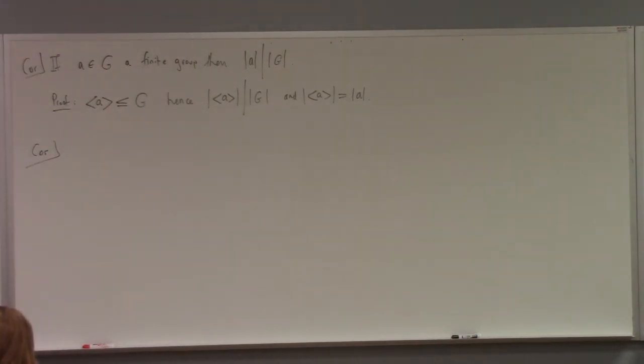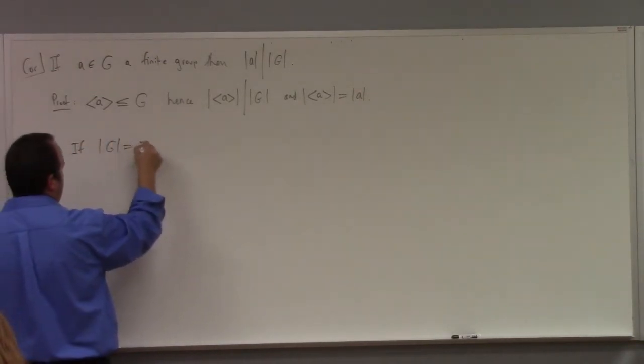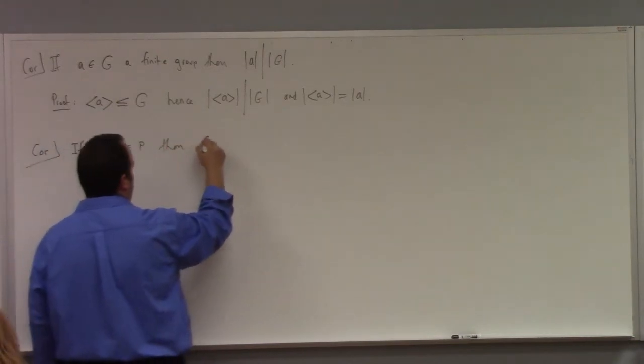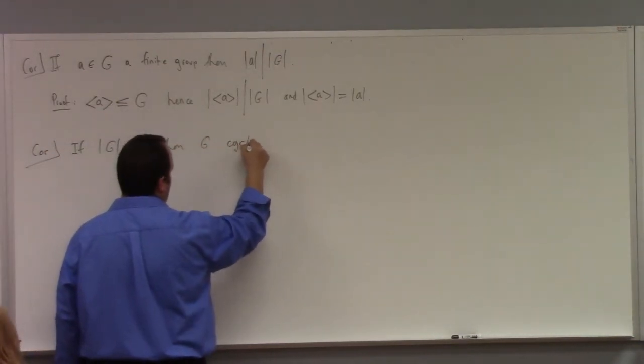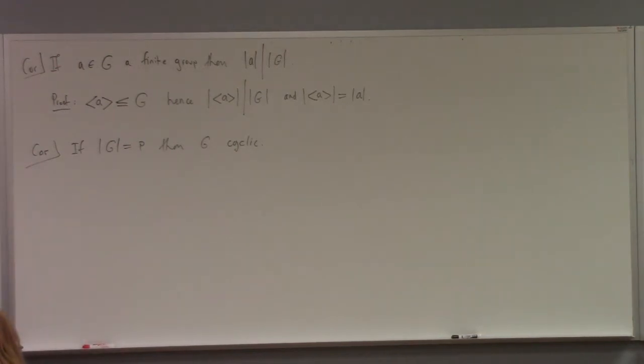The other corollary I should mention: a group of prime order is cyclic, right? If the order of G is equal to p, then G is cyclic. We can now prove that pretty easily with Lagrange's theorem, right?